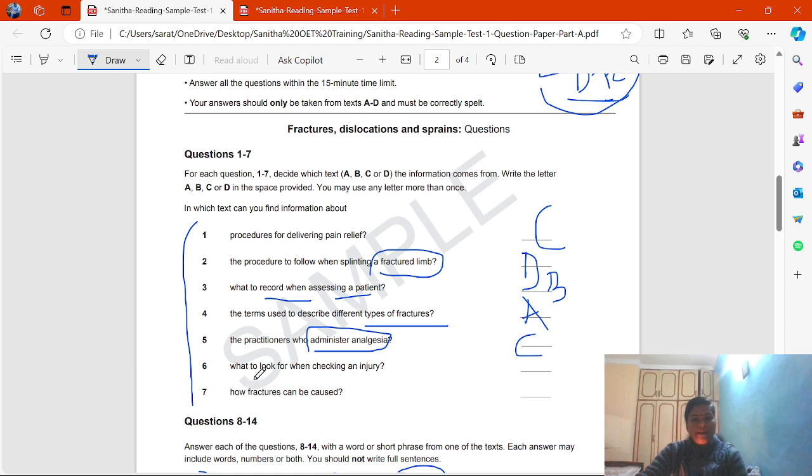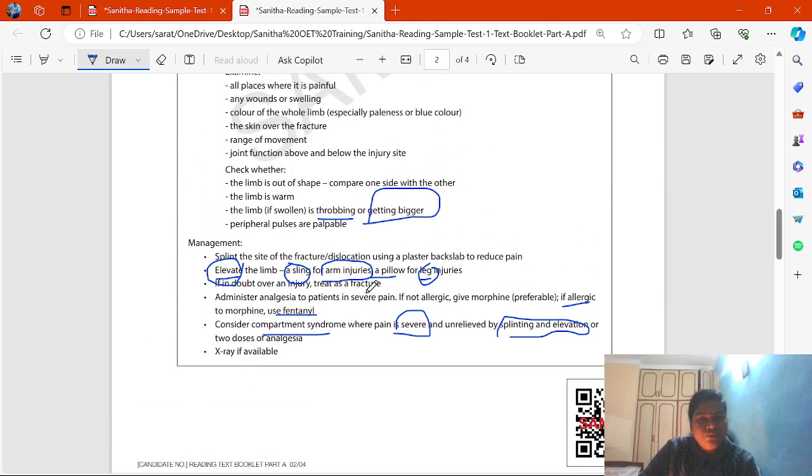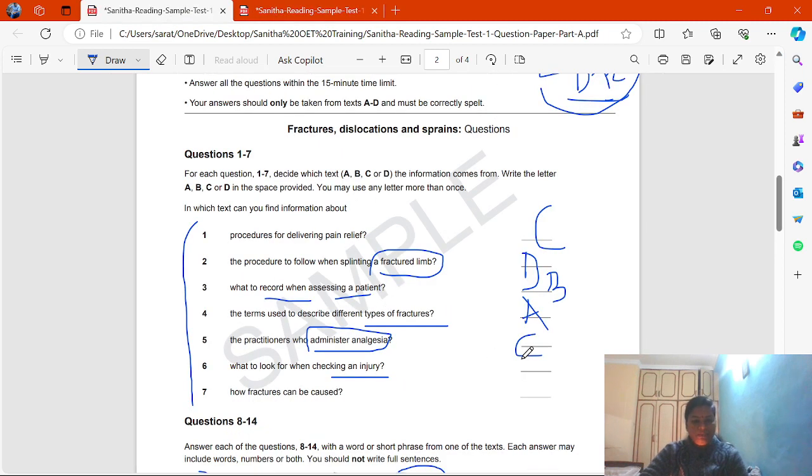What to look for when checking an injury. Then assessment, again assessment. Where is the assessment? It is in what to look for. Color of the whole limb, perform physical assessment, painful area, swelling. What to look for? Then that is B. Okay, got it? This is B.